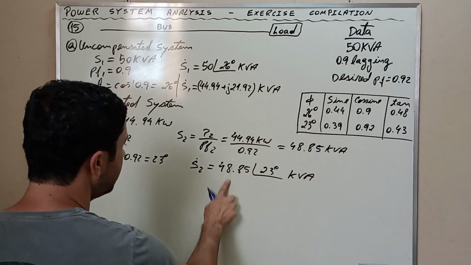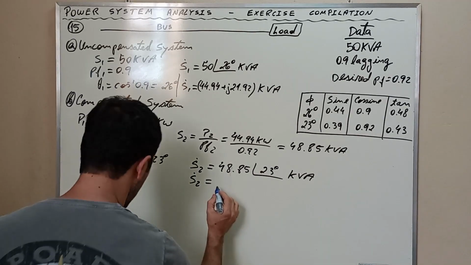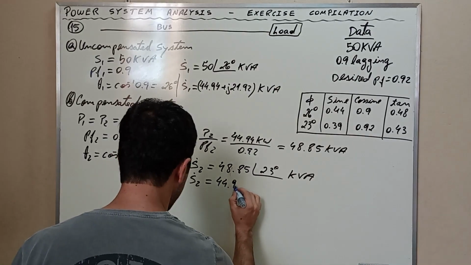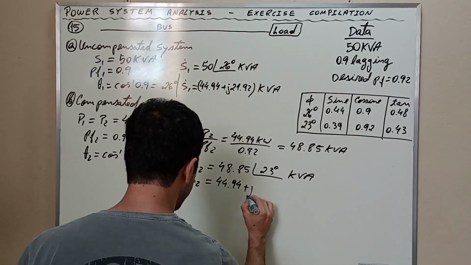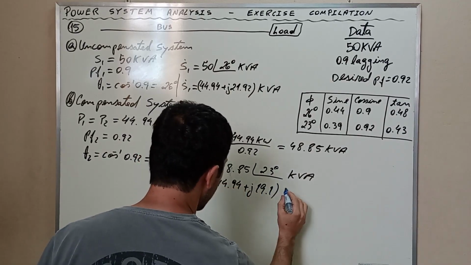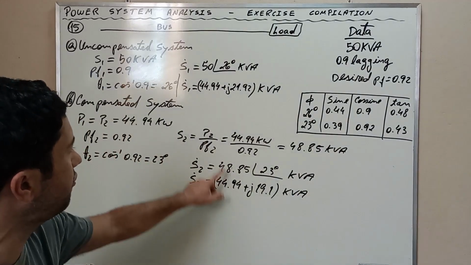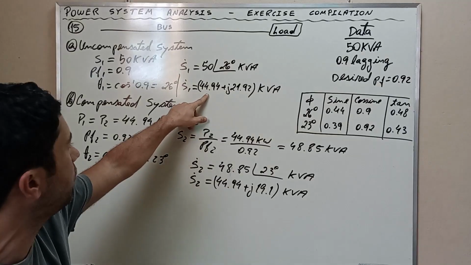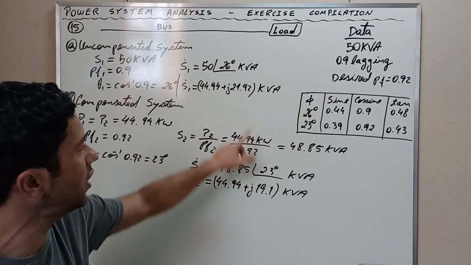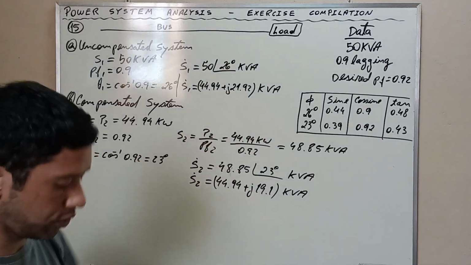And this is the complex power of the compensated system. And if we split this, we have that S2 is equal to 44.94 plus J 19.1 kVA. Observe that the real power is the same for the compensated system and the uncompensated system, but the reactive power changed. This was 21.92 and this is 19.1, okay?